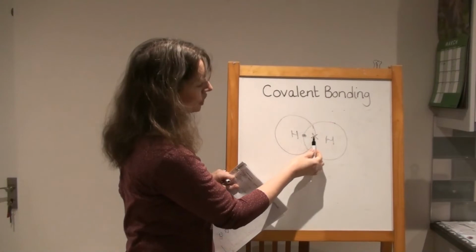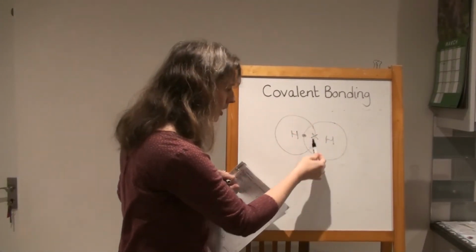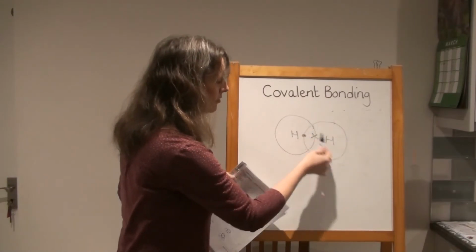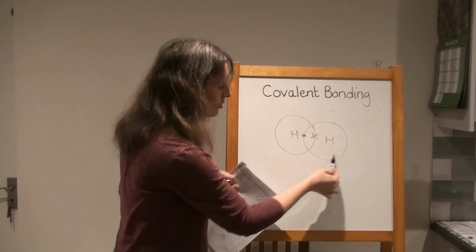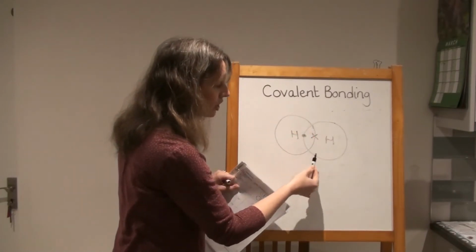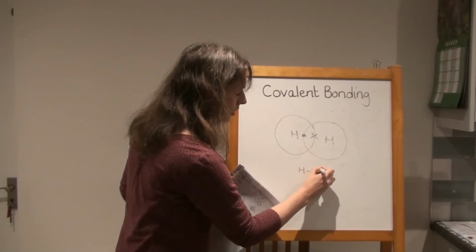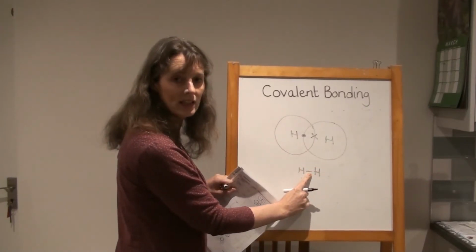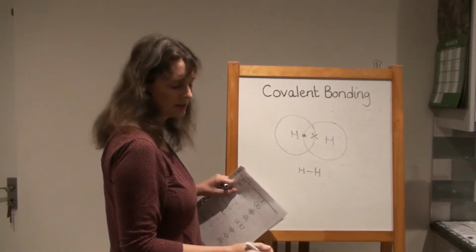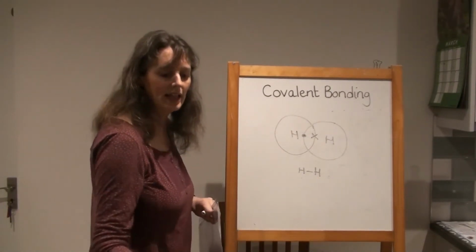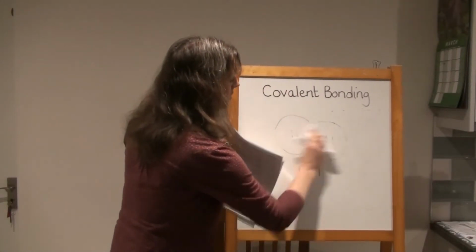So you have your shared pair. Each hydrogen has 1 electron, so 1 cross, 1 dot, but overall I now have a shared pair, so that overall each hydrogen now has 2. If I wanted to draw how that is joined as a molecule, I would show that with a single covalent bond between my 2 hydrogens. Okay, so that is hydrogen. So we're going to move on.